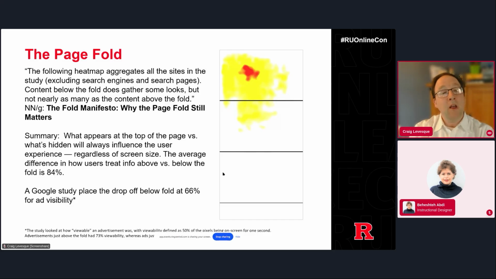In any case, the page fold is still a thing. And the page fold gives us a bit of a problem in that we need a certain amount of information up top, and then we need to convince viewers, we need to convince readers that it is worth their time to scroll down. And so part of what we do as designers is we try and make sure that the below the fold items are attractive enough, are laid out properly enough so that people will continue to scroll.